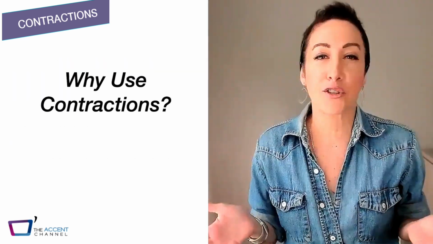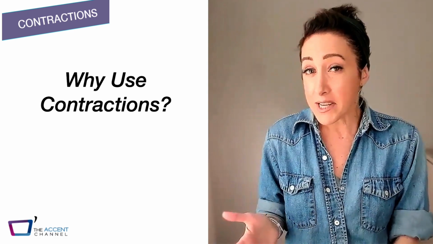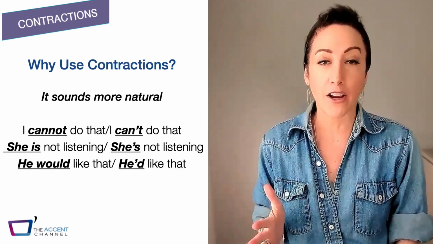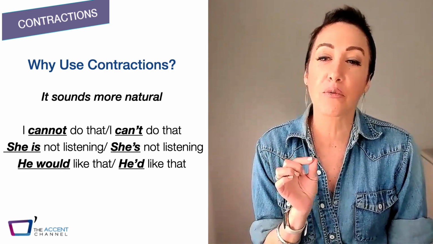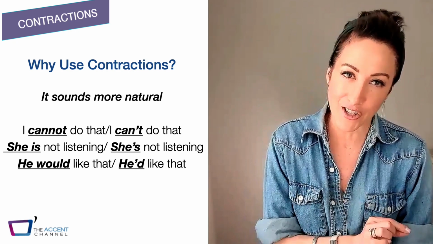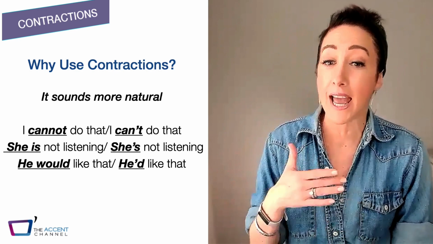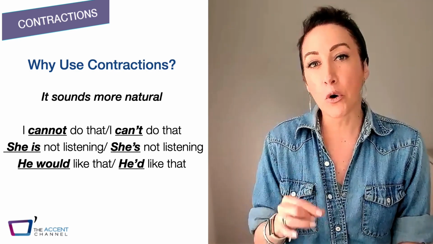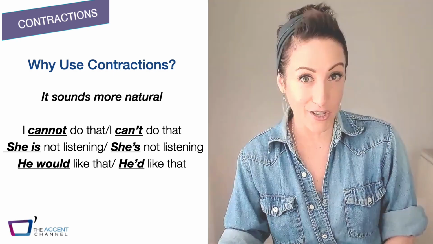But why go to all this trouble? Why should we use contractions when we speak? There are lots of reasons, but probably the most important is this: it sounds more natural. American speakers use contractions all the time because they are a better fit for the rhythm of American English. Using contractions will allow your speech to flow more fluently and naturally. So when we use contractions, we sound more like people actually sound in real conversations.